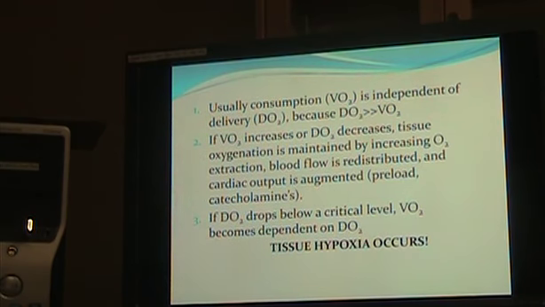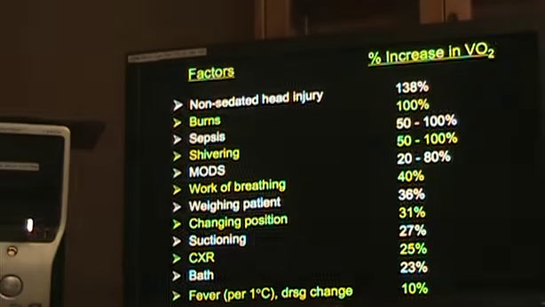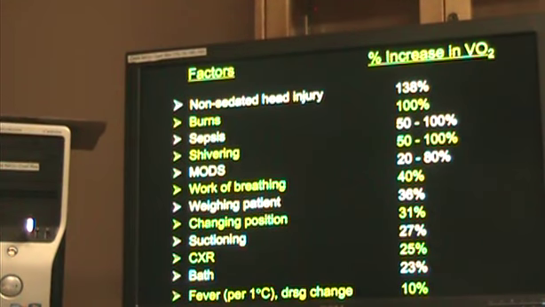And if DO2 delivery drops below a critical level, all of a sudden your oxygen consumption becomes dependent on the delivery, and that's when hypoxemia occurs, or tissue hypoxia occurs. So let's look at oxygen consumption and things that can drive up oxygen consumption.